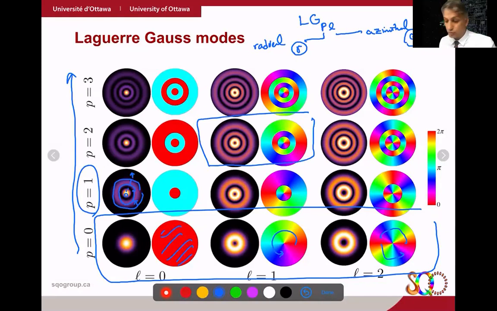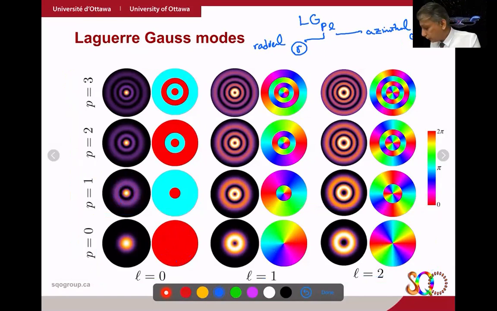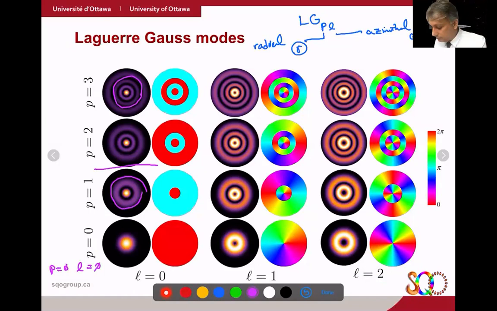So this is what I mean by numerical aperture. Assuming that you have a specific numerical aperture, let me just erase those lines and show you. Assuming this is my numerical aperture, I can handle L equal to zero and P equal to zero, and very likely P equal to one. I cannot handle even P equal to two. So P equal to zero, L equal to zero is one mode that will fit in my system. P equal to one, L equal to zero is another mode.